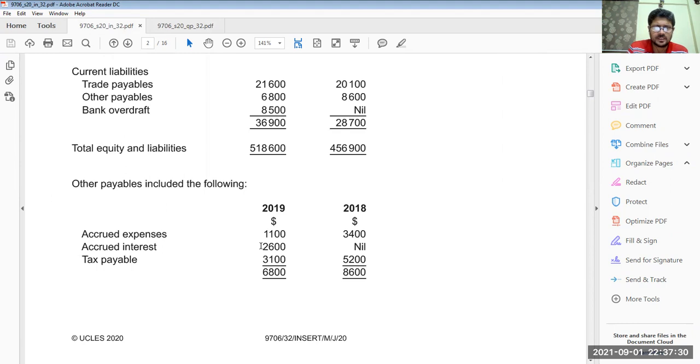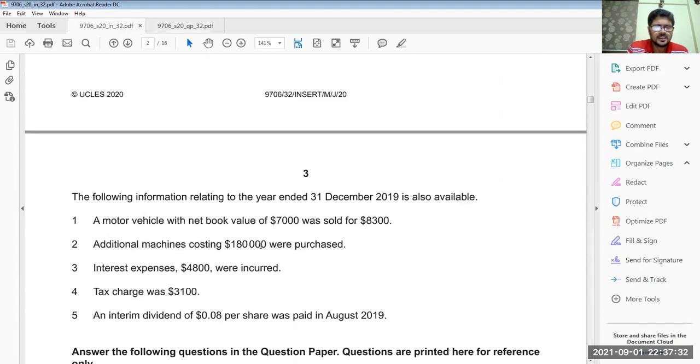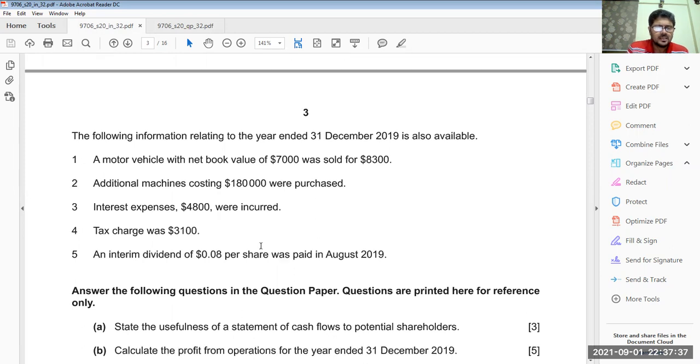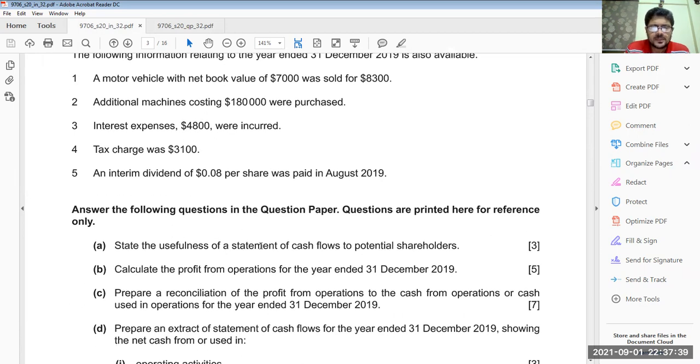Other papers 2018 and 2019. The following information relating to the year ended 31st December is also available. State the usefulness of a statement of cash flow to potential shareholders.